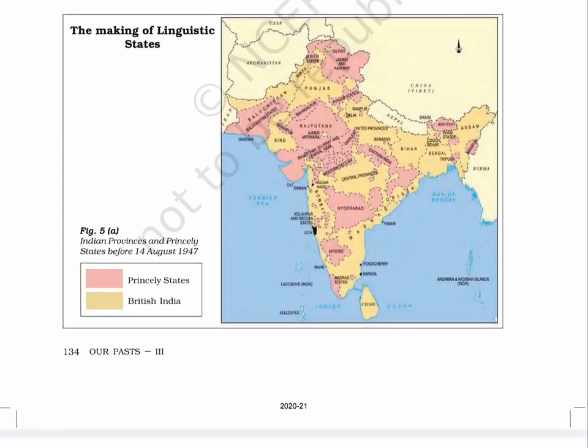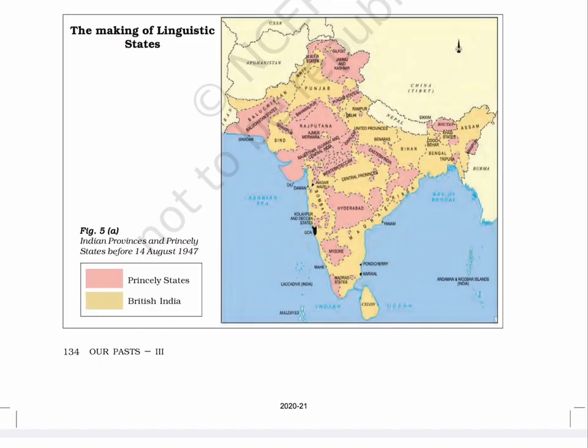The making of linguistic states. Figure 5a. Indian provinces and princely states before 14th August 1947. The princely states are represented by pink color. The British India is represented by yellow color. As we can observe, there are a large number of princely states in the country at this moment.